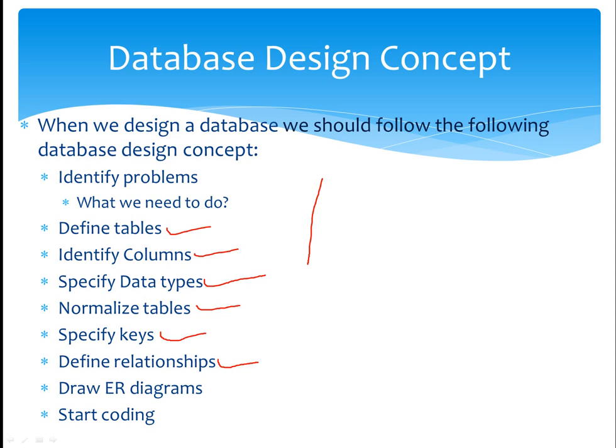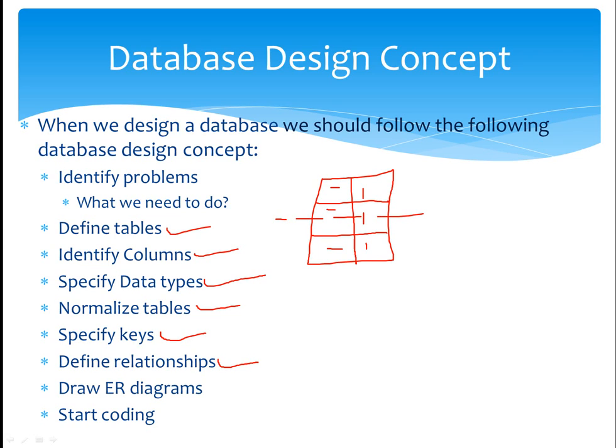As I mentioned, the first step is identifying a problem. After you identify a problem, you have to define your tables. A table is a set of rows and columns. You have to specify the column name and the data type of that column. And after you define this, you should check the table for repetition or redundancy. If there is redundancy, you have to break this table into two or more.